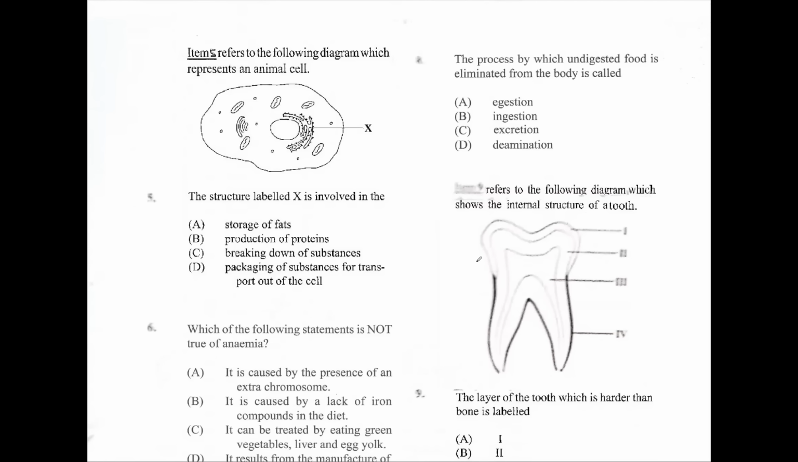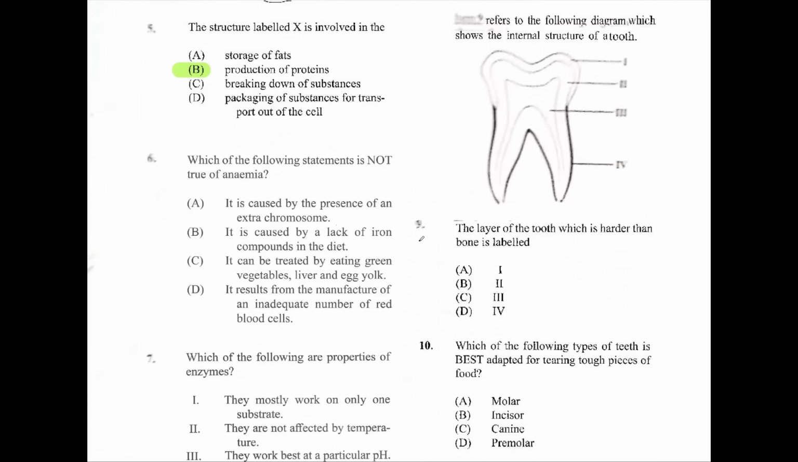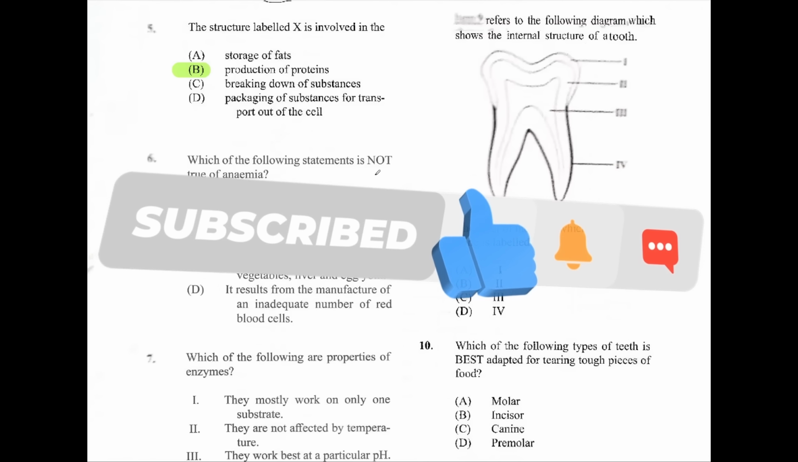Item 5 refers to the following diagram, which represents an animal cell, and it's pointing here. It has the ribosomes on the endoplasmic reticulum. So this is the rough endoplasmic reticulum, which is responsible for the production of proteins. B is the answer.